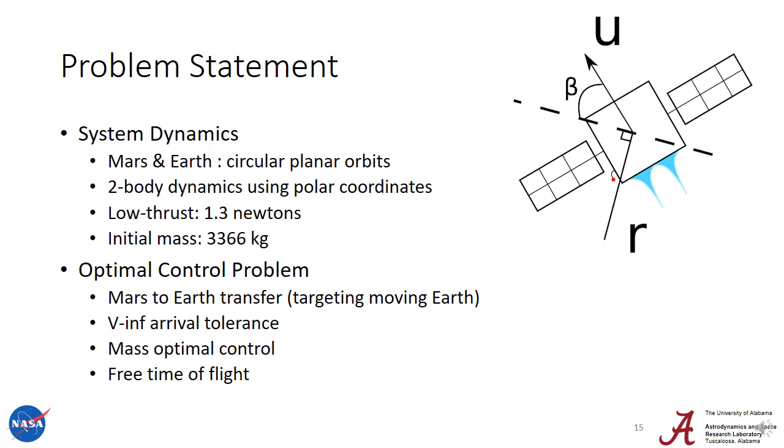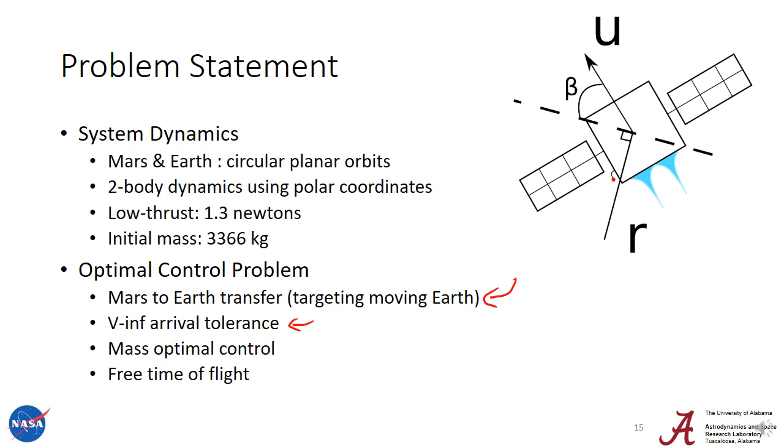Now that we know what reinforcement learning is and what the misthrust problem is, let's apply this to an astrodynamics problem. In this case, we're going to have a Mars to Earth transfer with some arrival tolerance, so we can arrive with some v infinity.